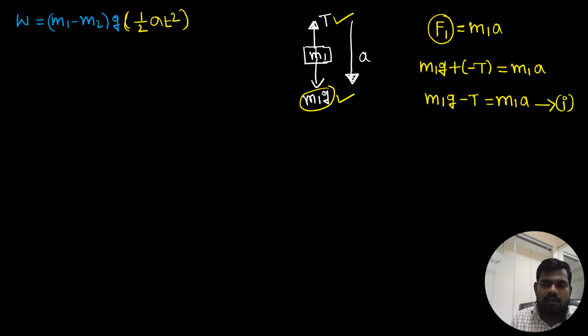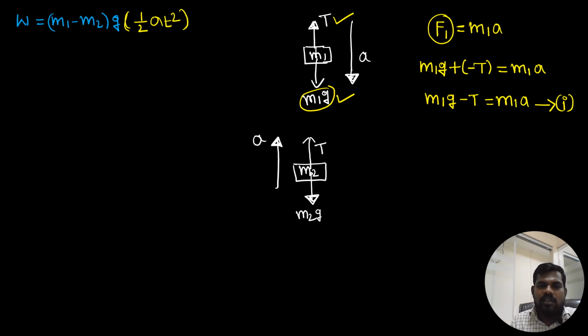Similarly, the second body I am taking, m2. For this body also the weight is acting downward only, so that is m2g, and the tension is acting upward. Tension is upward and m1 is coming downward, which means automatically m2 is going upward in this case. So the acceleration is upward. Now you can see the acceleration is upward, which means the tension force is on the top.